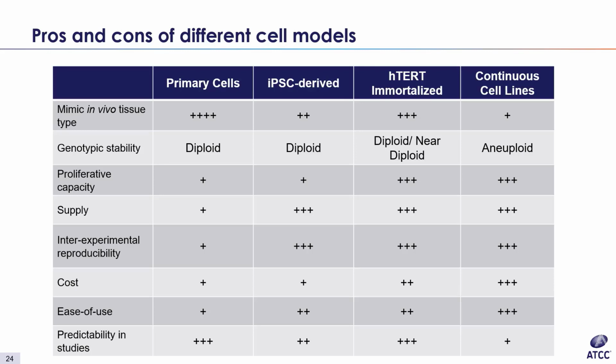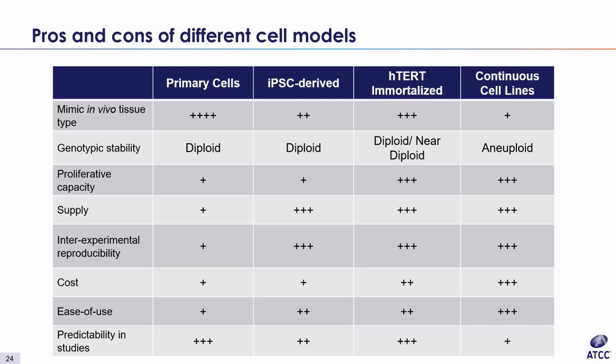They all originate from a single clone, so there's minimal inter-experimental variability. However, they are by nature abnormal cells with high instability and thus provide low in vivo predictability and limited biological relevance.